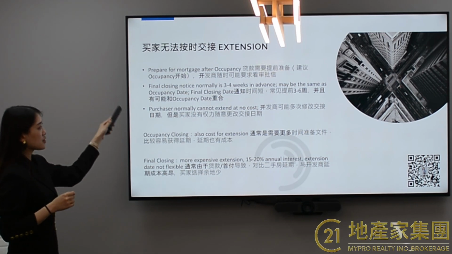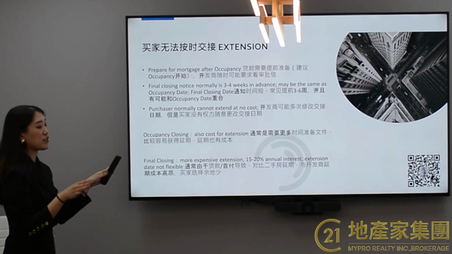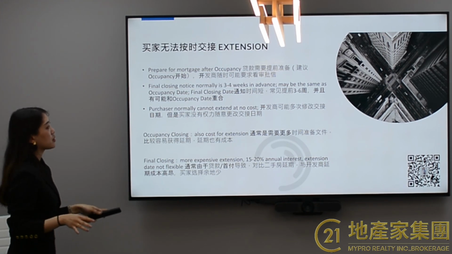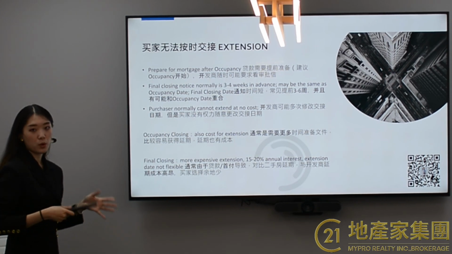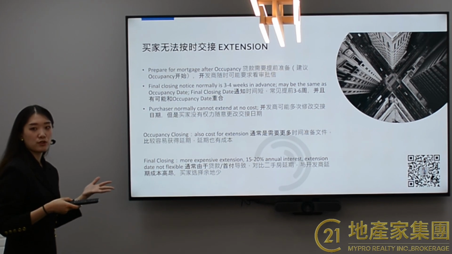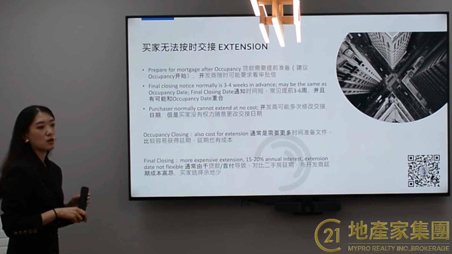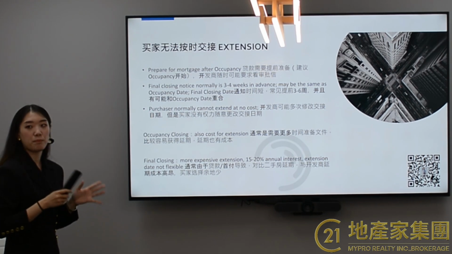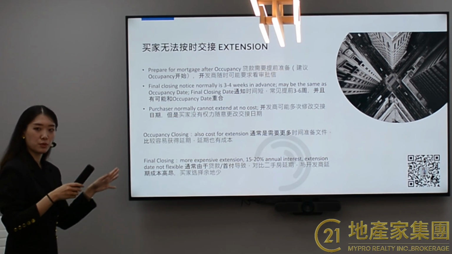And the reason why I say that they should make sure the mortgage is ready to go after occupancy closing is that when they give you the notice for final closing, it's very short. We see a lot of times it's just 3 to 4 weeks, like 3 weeks. If you want to do a mortgage from scratch in 3 weeks, it could be very difficult, okay? So you should contact your mortgage specialist and make sure the mortgage is ready to go pending the final closing day. There are ways to do that, they all do it this way.